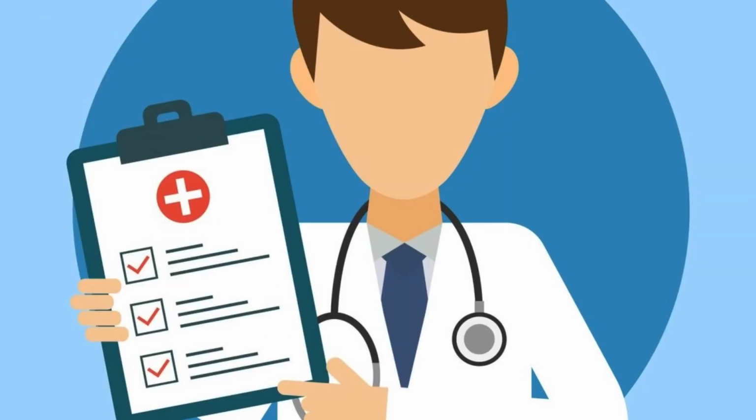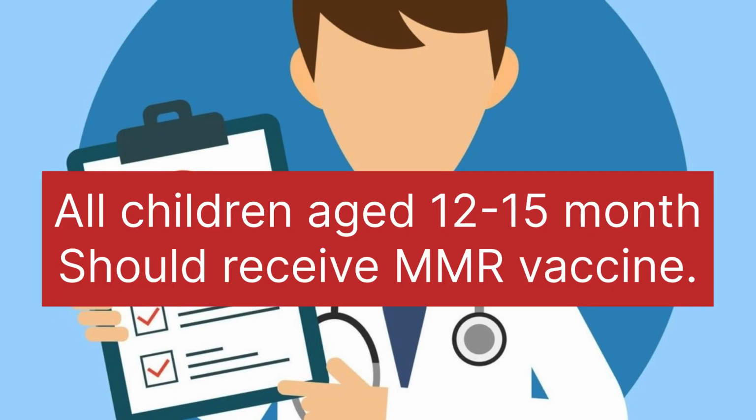Antibiotic therapy is reserved for bacterial complications, and all children aged 12 to 15 months should receive measles vaccination as the combined measles, mumps and rubella, known as the MMR vaccine, a live attenuated vaccine, with a further MMR dose at the age of 4 years.